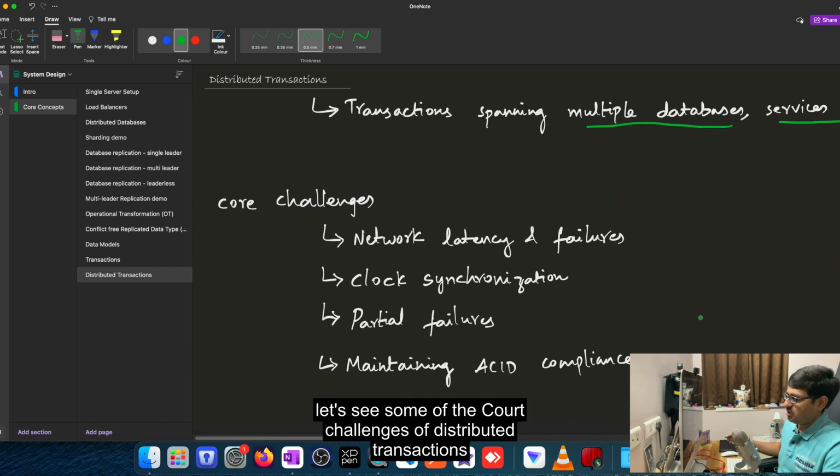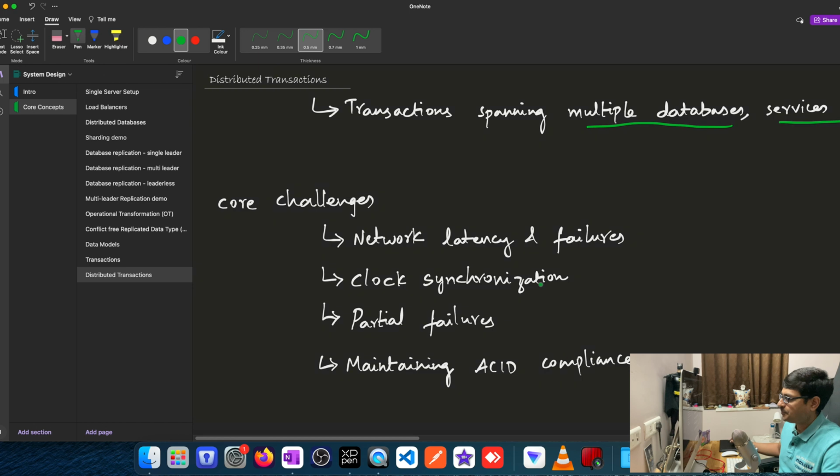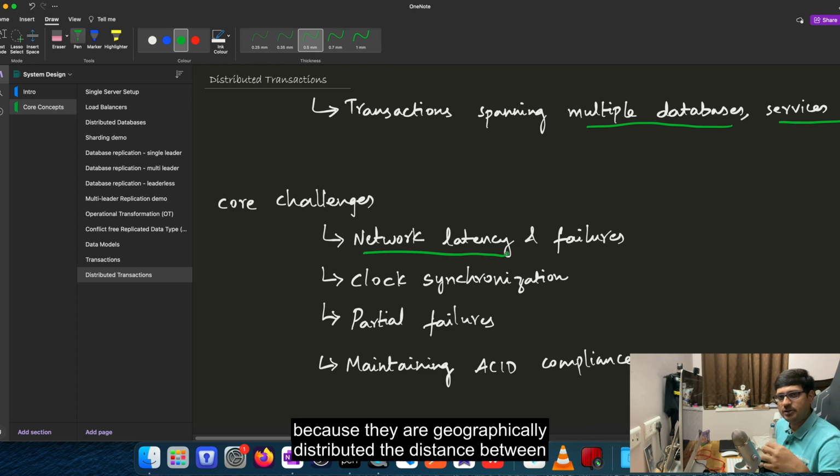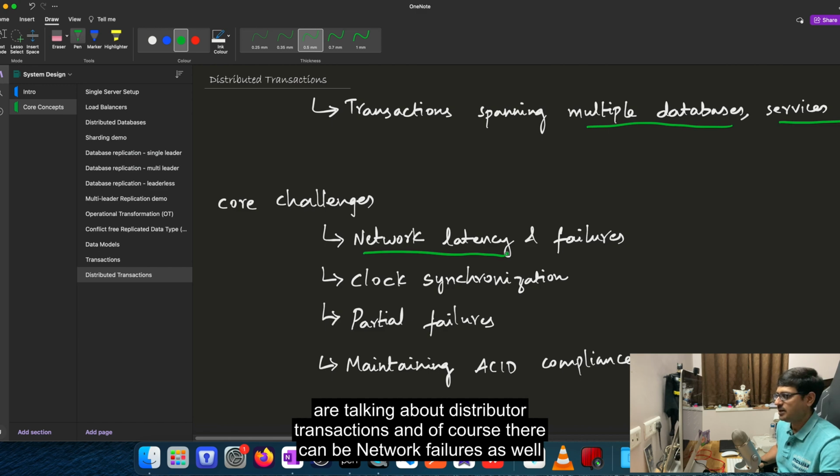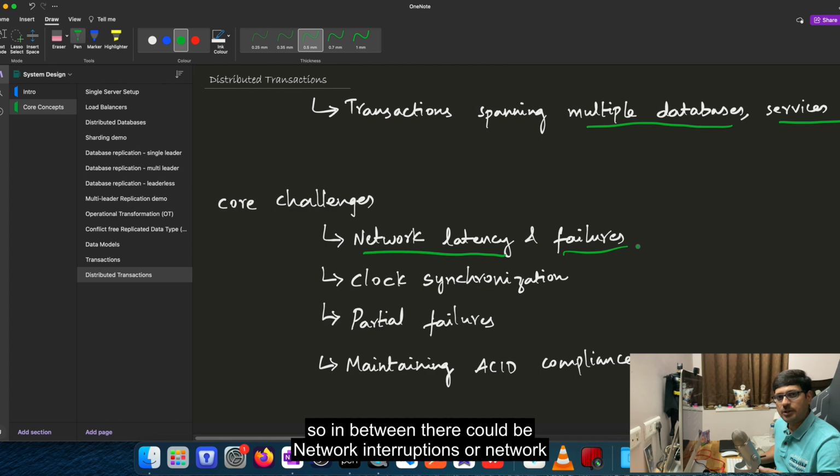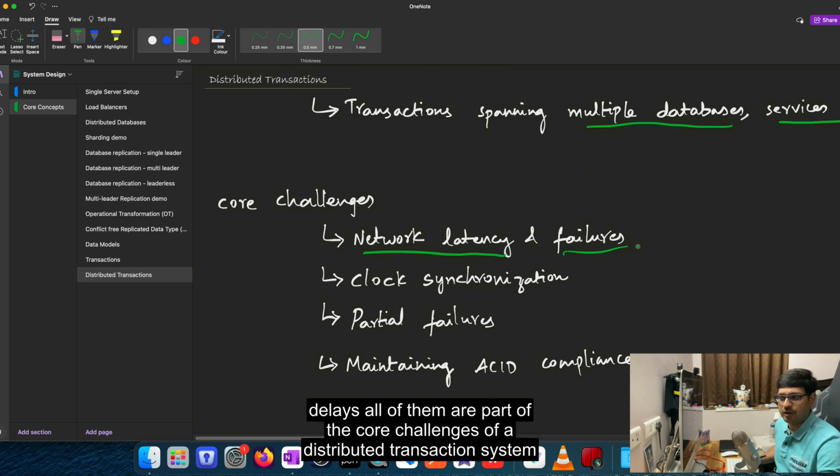Let's see some of the core challenges of distributed transactions. First, of course, is network latency. Because they are geographically distributed, the distance between them and the number of network hops will come into play when we are talking about distributed transactions. And of course, there can be network failures as well. In between, there could be network interruptions or network delays. All of them are part of the core challenges of a distributed transaction system.